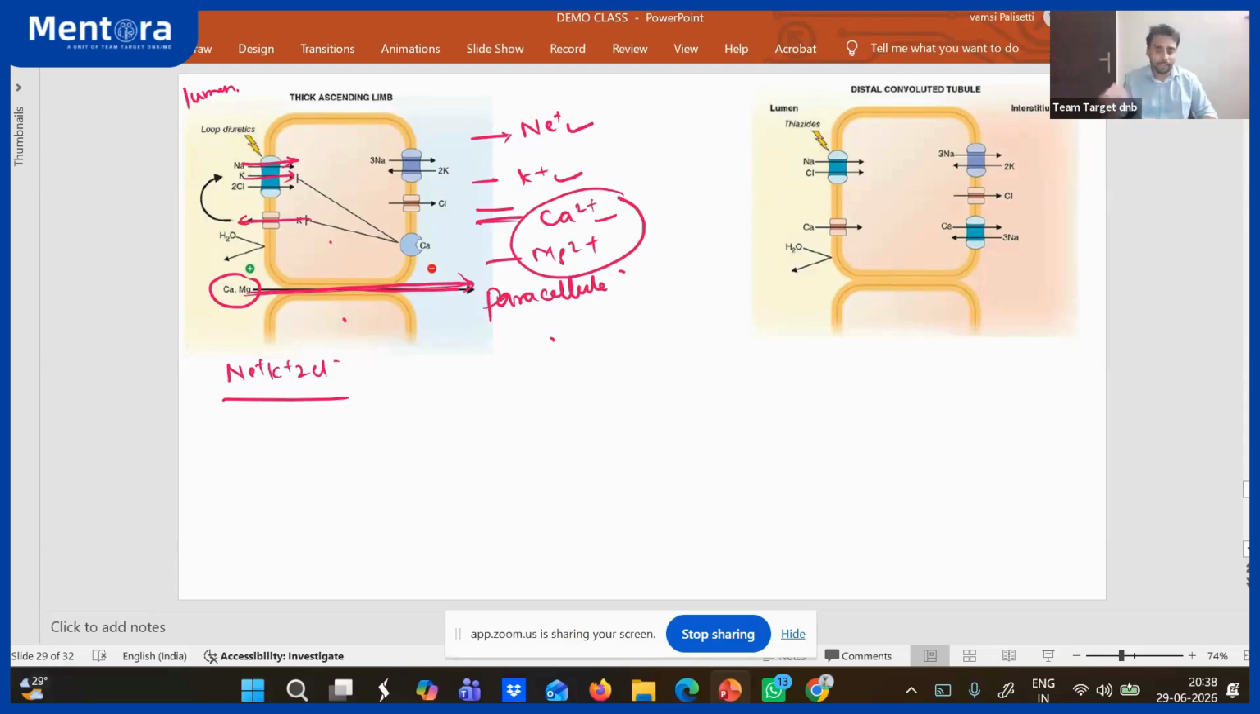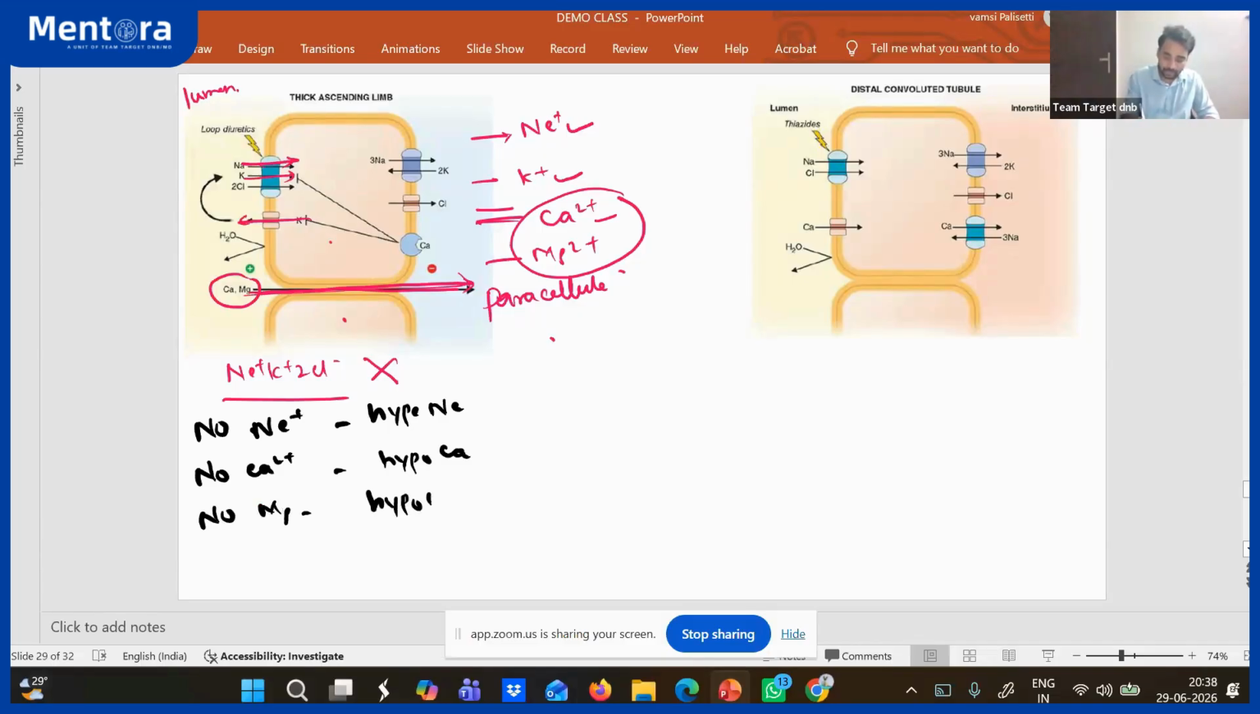Important thing. Right? Now let us see if this pump is not there. If this pump is not there, what is going to happen? Okay, there is no sodium absorption. So you have some small hyponatremia, accepted. Okay, no calcium absorption, so hypocalcemia, accepted. No magnesium absorption, so hypomagnesemia, accepted. Important thing, if calcium is not absorbed, what is going to happen? The calcium is going in the urine. So your urinary calcium is increased. Clear?